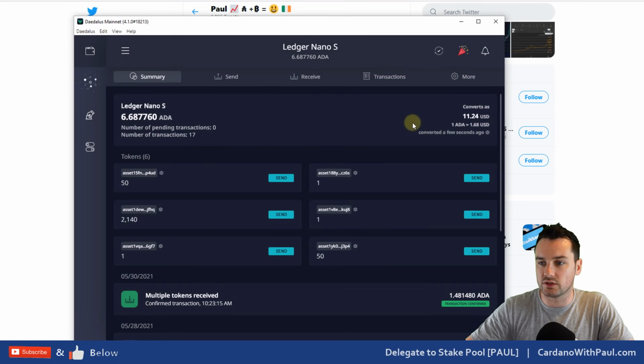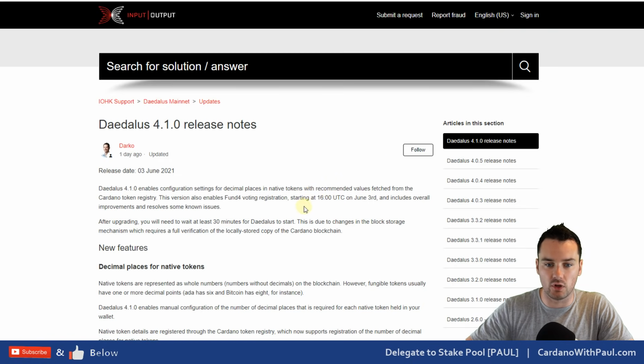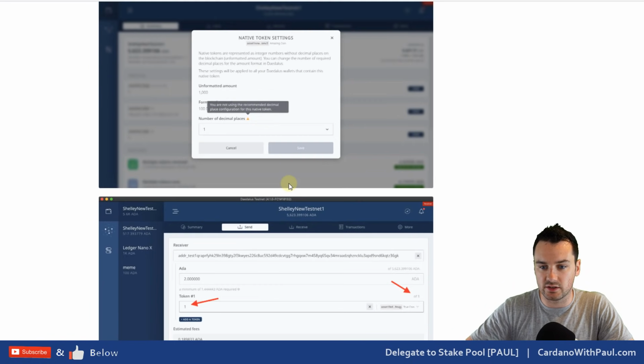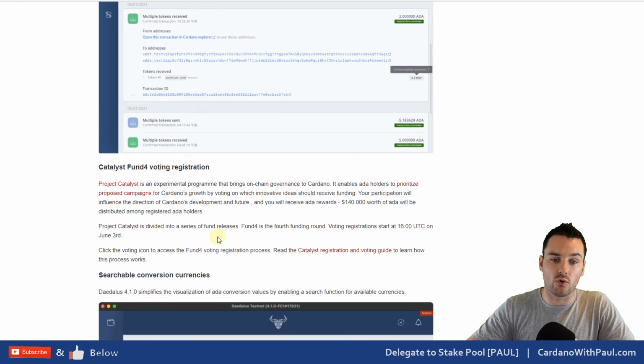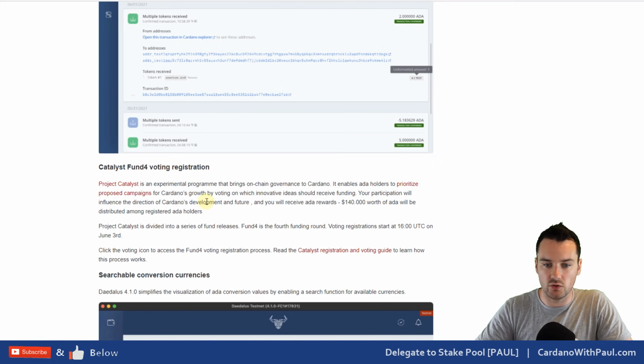As well, some of the other ones as well, the currency search. If I bring up the release notes, so there's the decimal places, that's about decimal places. Then you have voting for Catalyst Fund 4 is open. So that opened 2 days ago now, and it will be open until next Friday.